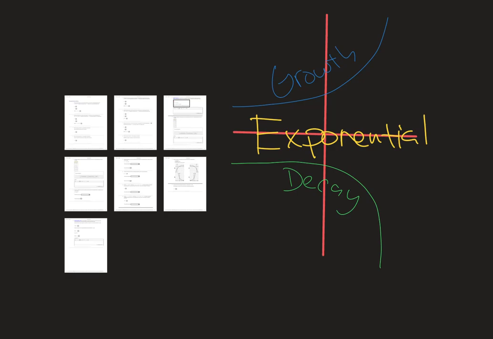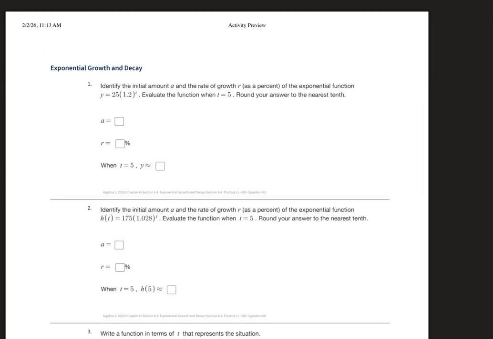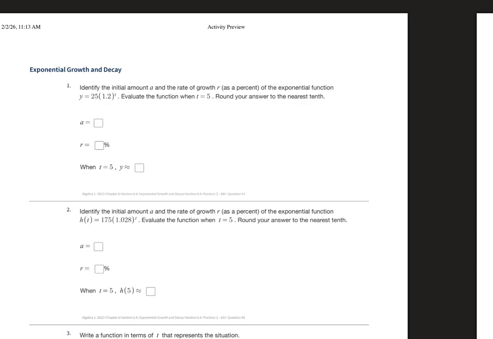Let's talk exponential growth and decay. Number one, identify the initial amount A. So there's one thing we're looking for. I guess I don't really have to be that particular because there it is. And the rate of growth R as a percent right there.